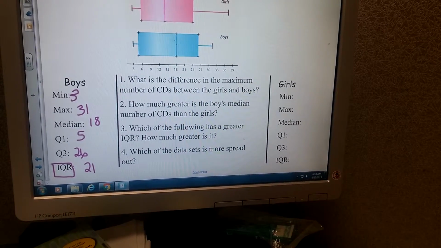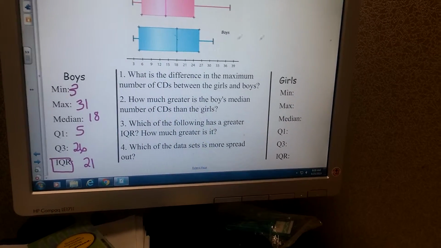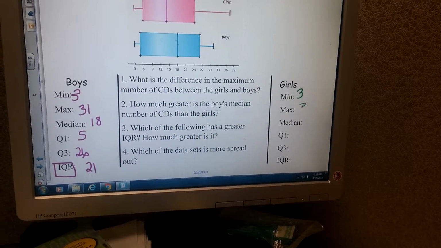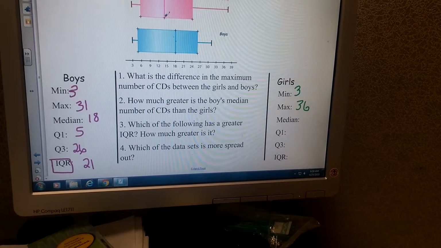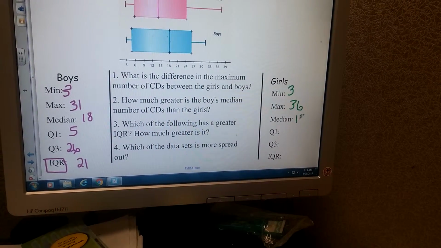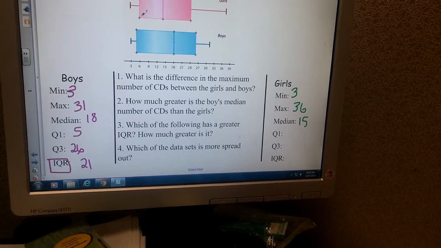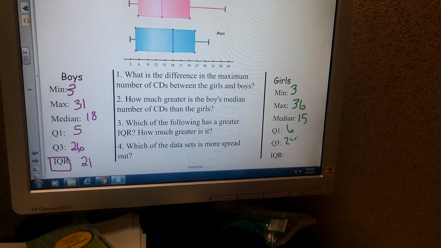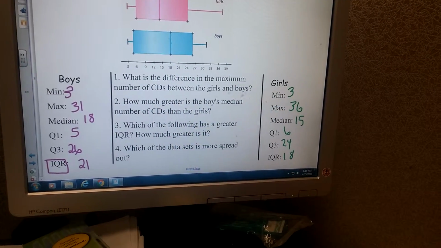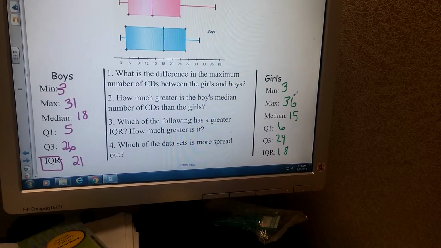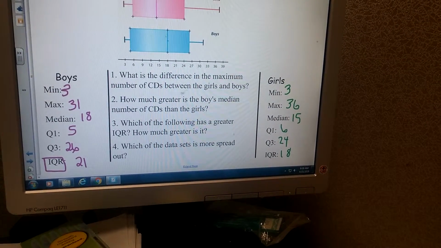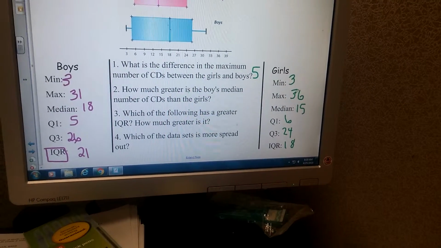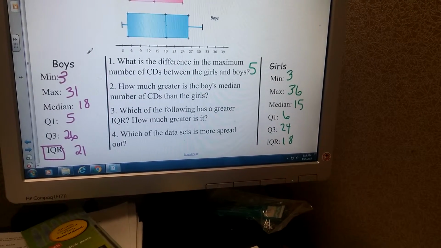When I go over to the girls, the minimum number of CDs owned by the girls is also 3. The maximum CDs owned by the girls is 36. The median for the girls is 15. You may say 14. It's close. Quartile 1 is 6. Quartile 3 is 24. So an interquartile range of 18. So the difference in the maximum number of CDs, well, once I have the maximum for both of them, boys is 31, girls is 36, it's obvious that that's a difference of 5. But me taking the time to do this work has made it possible to answer these questions very easily.